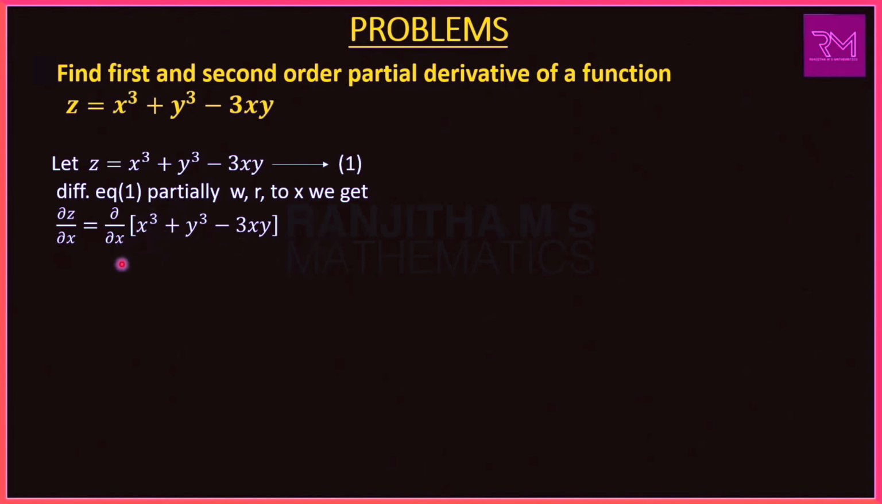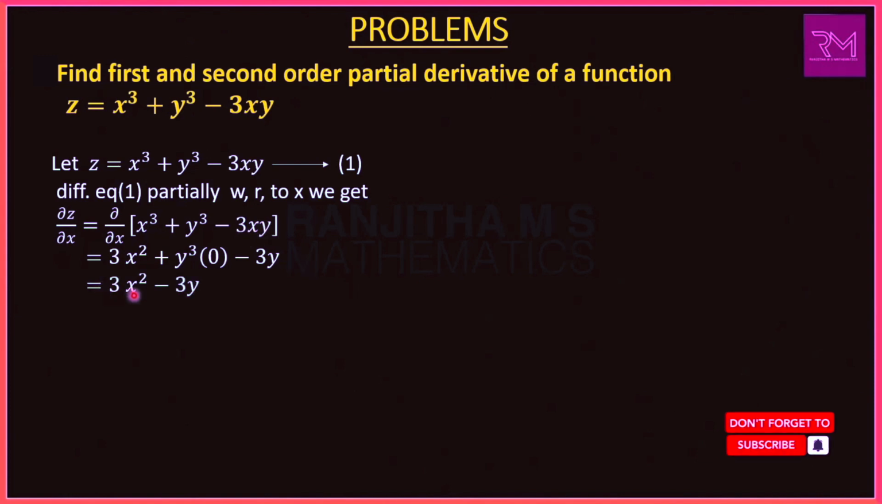Hence we get here differentiation of x cube is 3x square, plus here y cube is constant, take as it is, into differentiation of x, which is 1. Here differentiation of 1 is 0, minus 3 into y is constant, take as it is, into differentiation of x, which is 1. Hence we get del z by del x value as 3x square minus 3y.